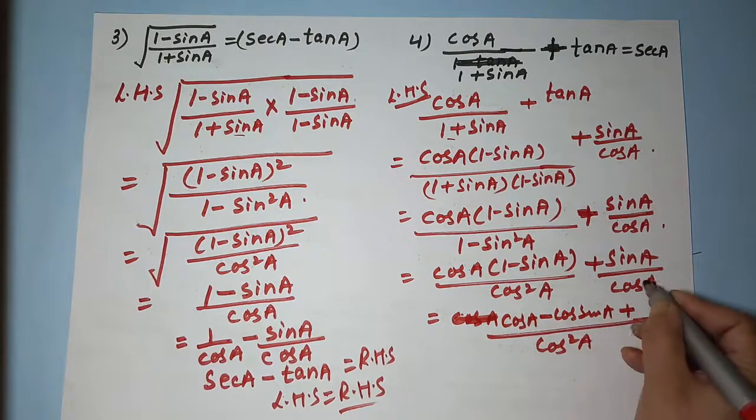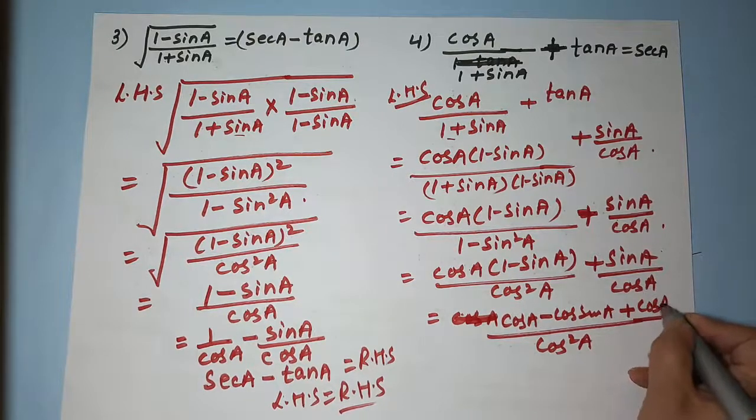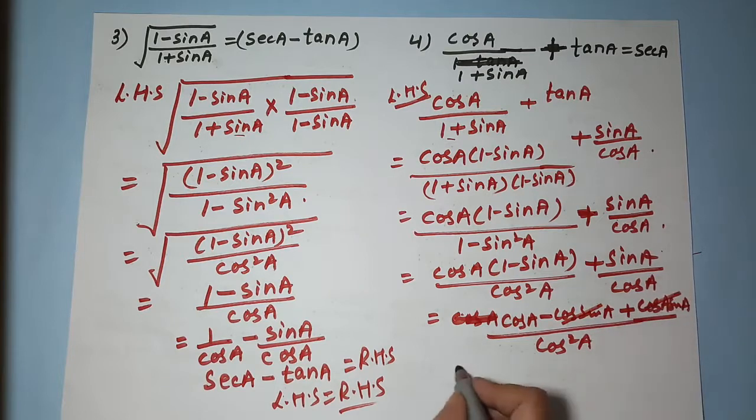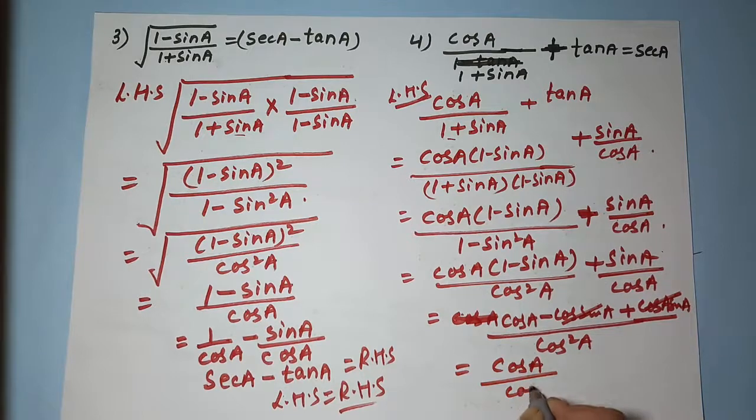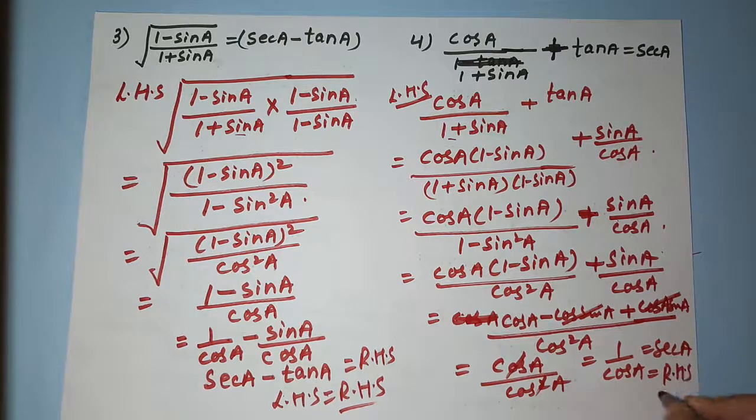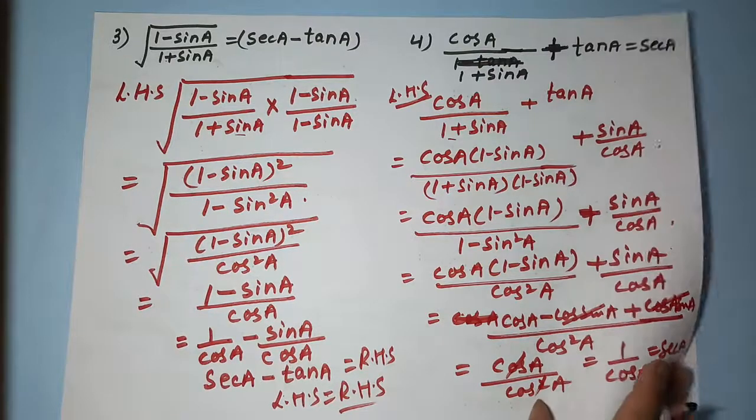plus cos square A, so cos A sine A. This term and this term will go. You will be left with cos A upon cos square A. So one cos A and cos A will go. You are left with 1 by cos A, which is equal to your sec A, which is equal to your right hand side. Right?